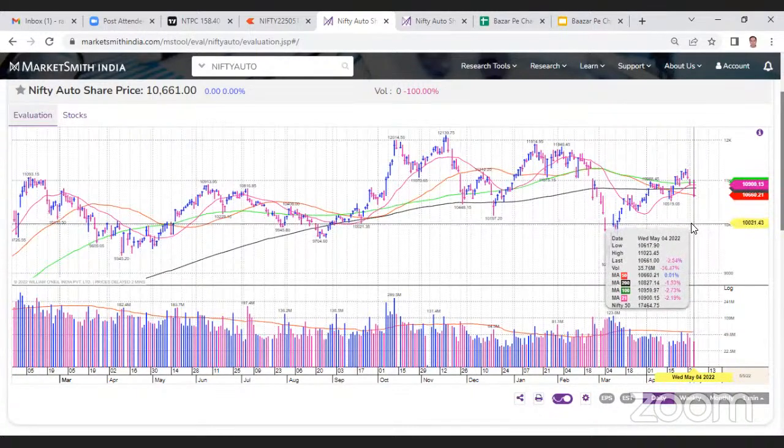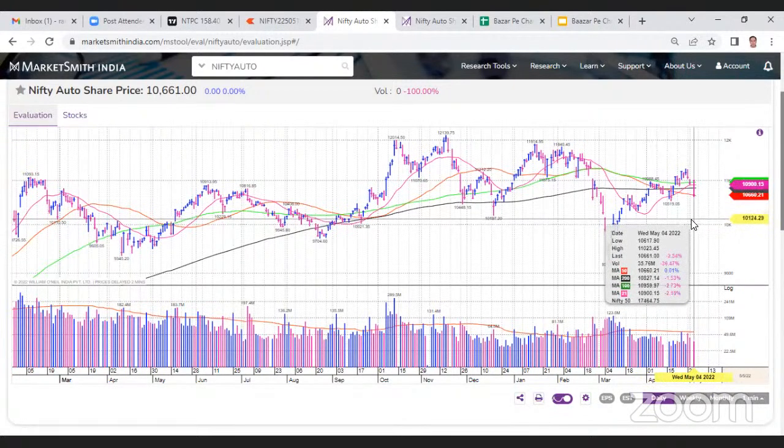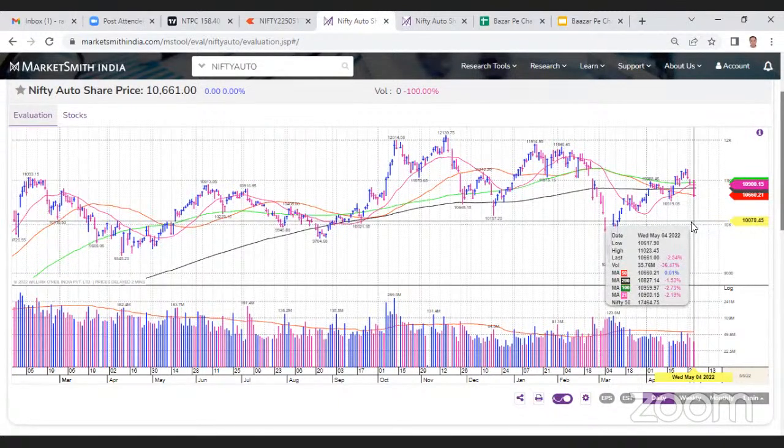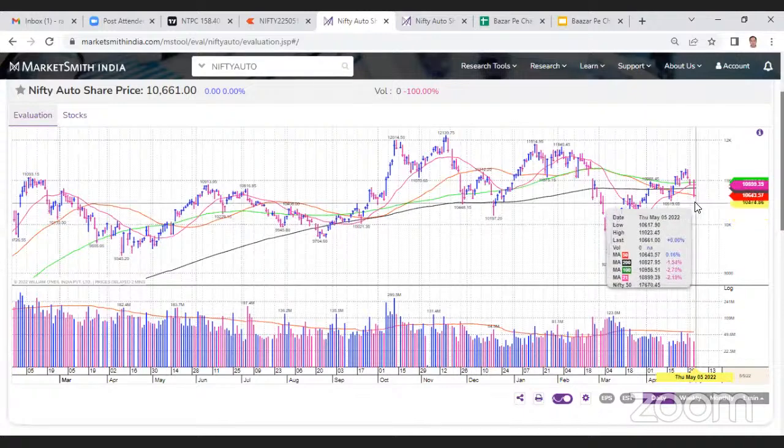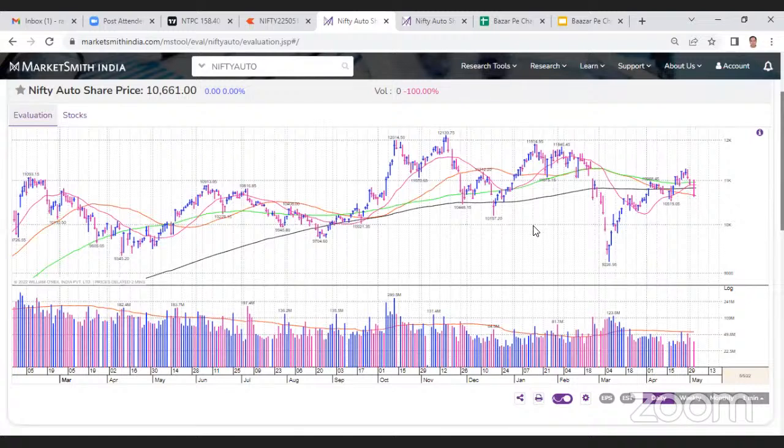On the downside, 10,200 is the support level, and once this support level is breached, the index might accelerate towards the downside. For a fresh call, or for turning the sentiment bullish, it has to break out above 11,300 at least. Once this breakout has happened, then obviously we can take a fresh call in Nifty Auto. Now I would be talking about Nifty FMCG.